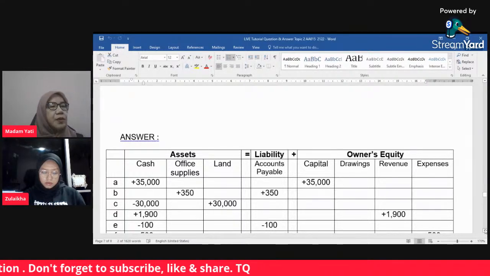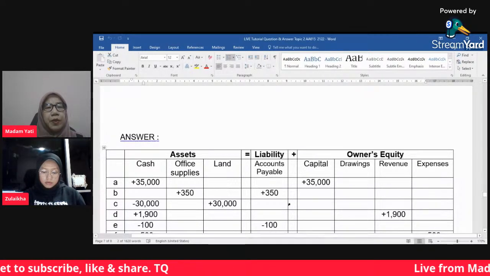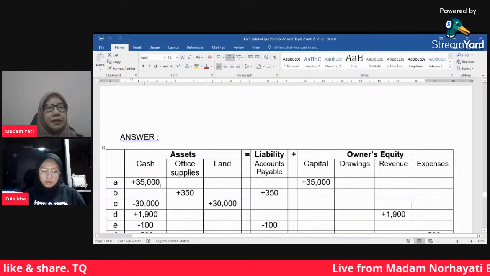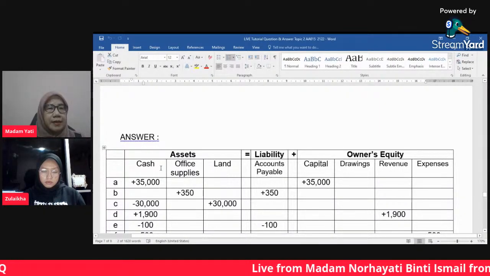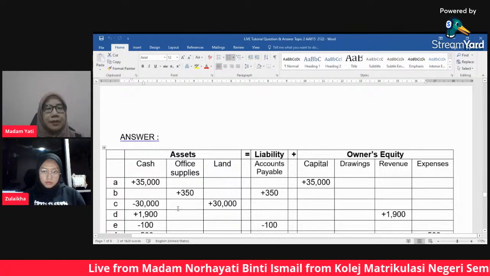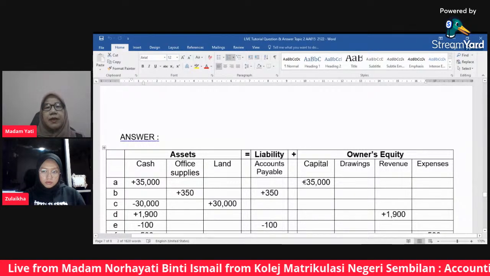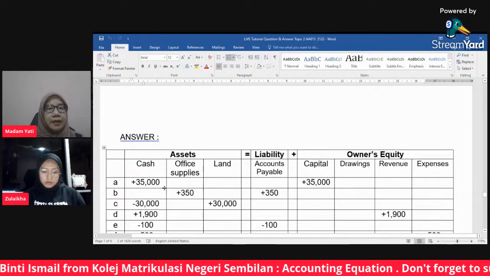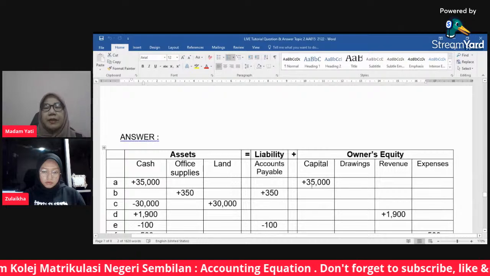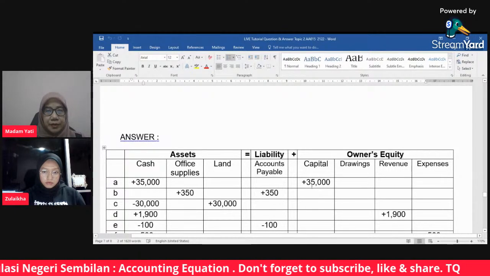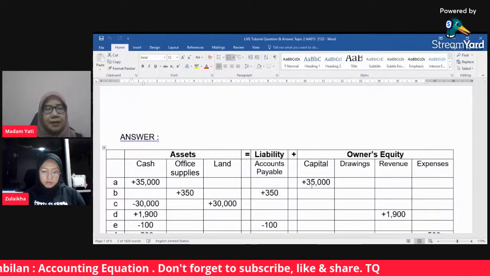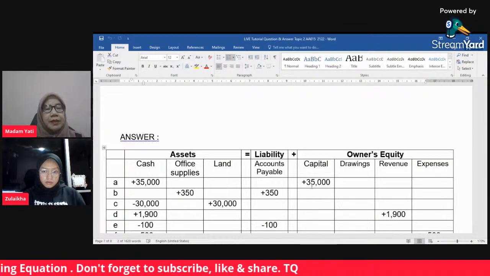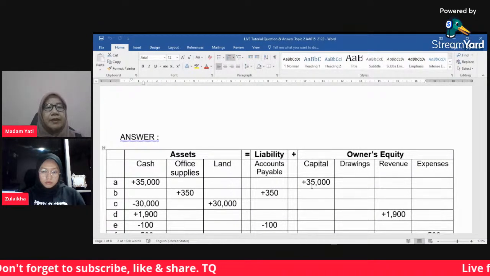Okay, yang pertama disebut apa tadi? Okay, disebut contribute. The owner contribute. So, increase in asset iaitu column cash equals to, this is the left side, equal to the right side iaitu capital 35,000. So, increase in asset and also increase in owner's equity. Tapi column capital. Sebab kita nak specific. We are using the expanded accounting equation.